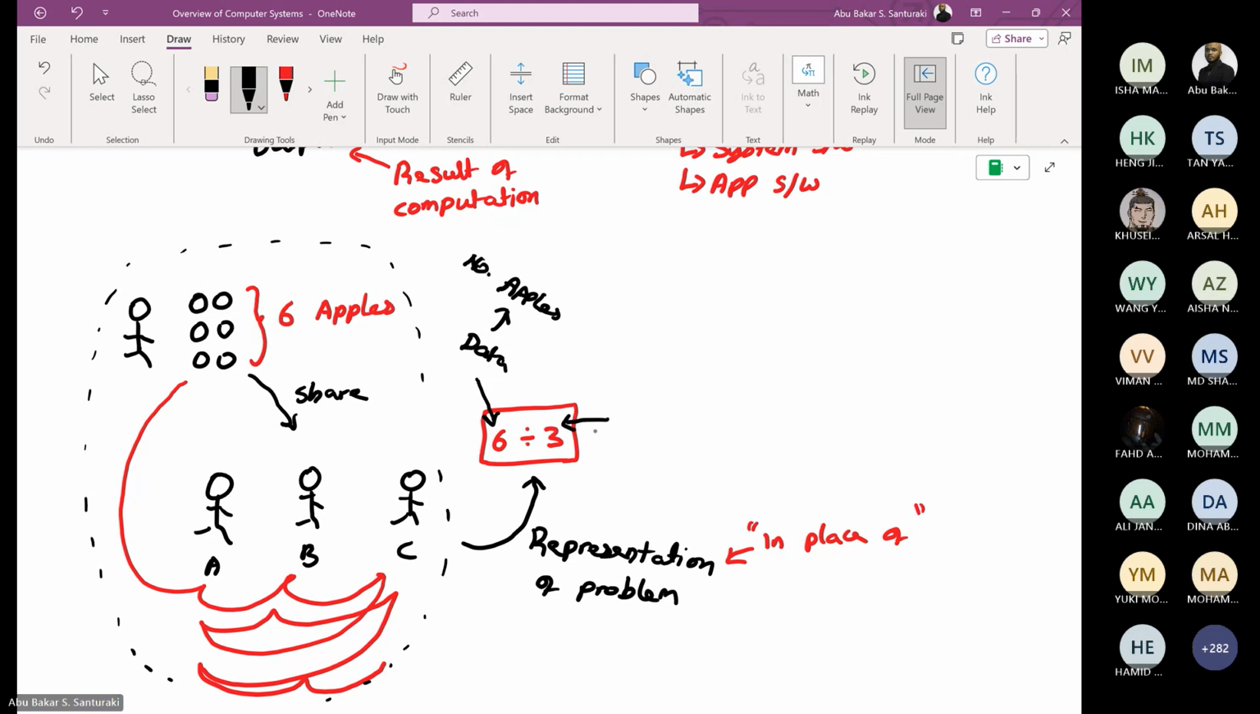This 3, it's also a data value that represents the number of people I have. And this divide function is a data element that also represents the operation to be performed. So we can say operation or function, basically representing the problem. Does this make sense to everybody?